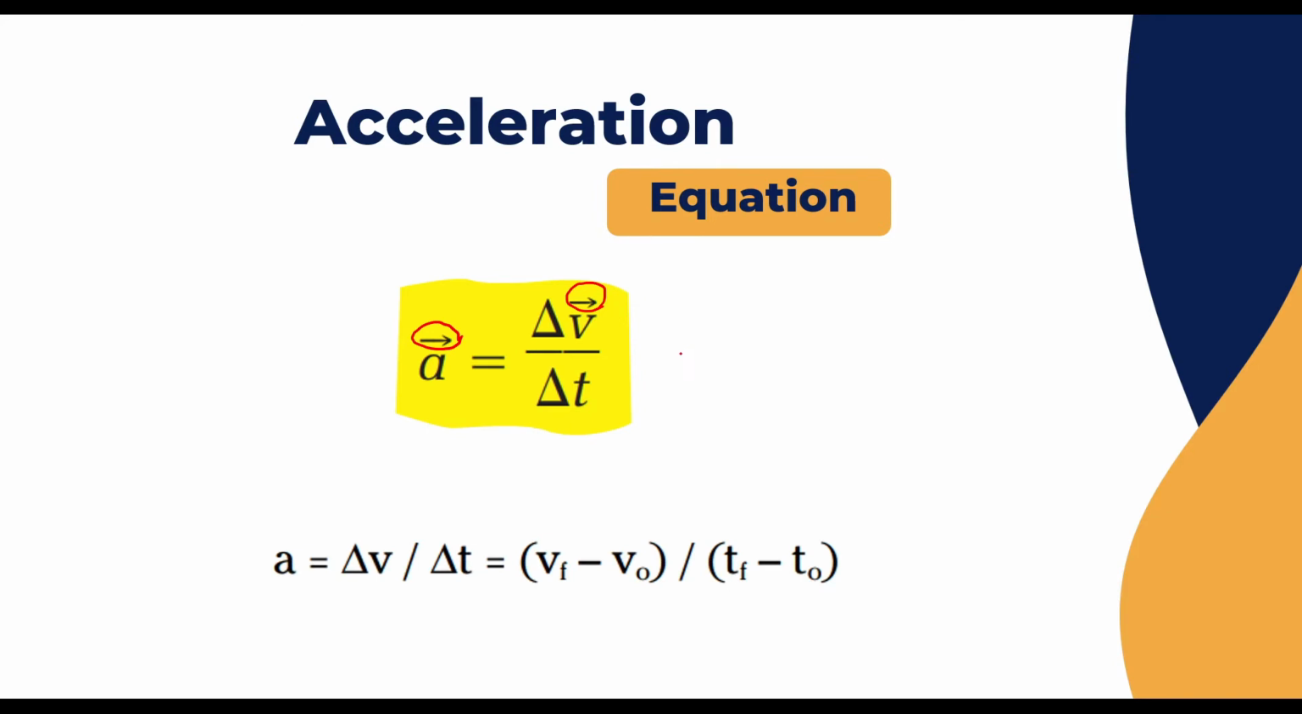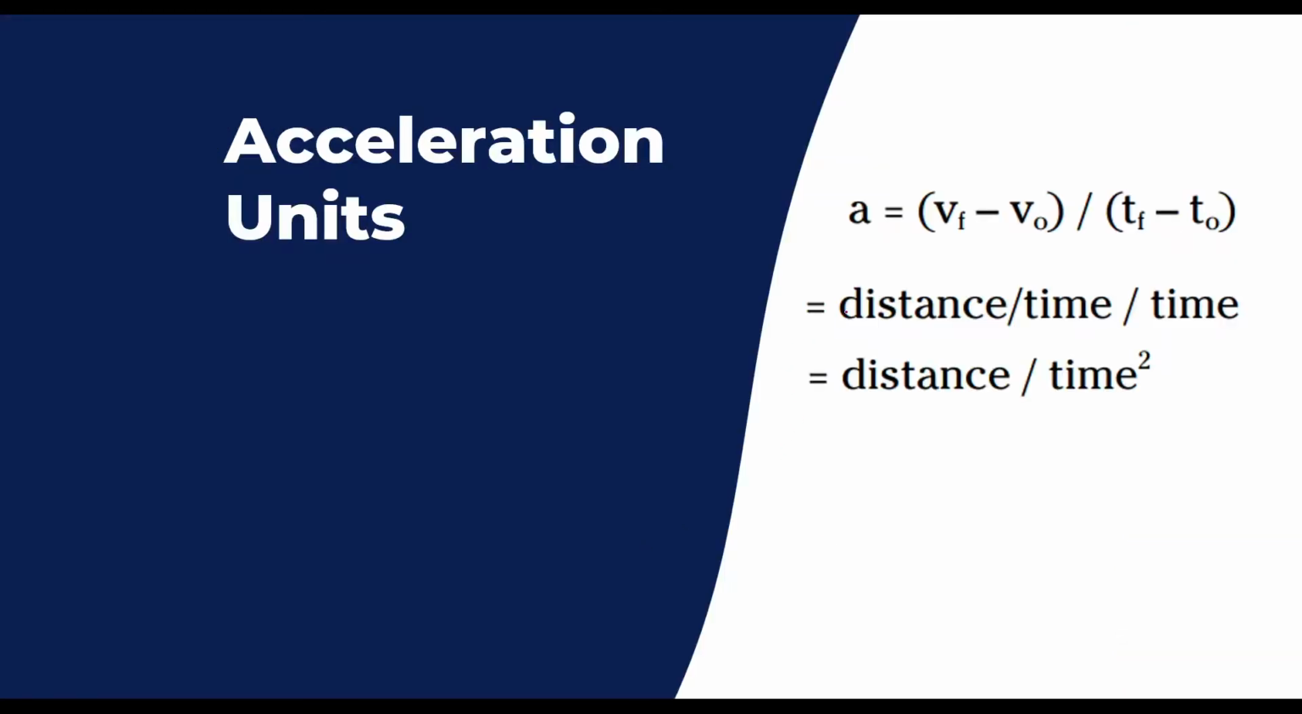In simpler terms, acceleration equals the change in velocity divided by the change in time, which can be represented as v final, or final velocity, minus v naught, or initial velocity, over t final, which is the final time, minus t naught, or t zero, which is the initial time. So we use the acceleration equation to derive the units of acceleration.